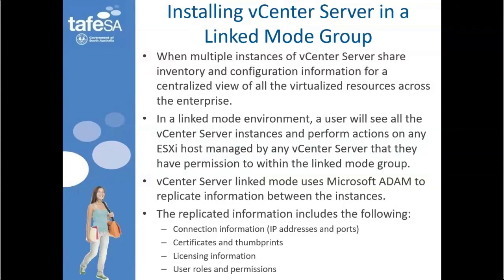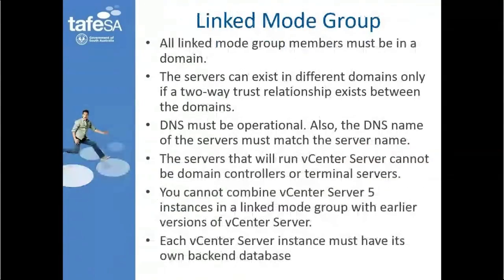vCenter Server linked mode uses Microsoft ADAM to replicate information between the instances. So it's using Active Directory application mode to actually replicate the vCenters across to each other. The replicated information includes the connection information, the IP addresses, the ports, the certificates, and thumbprints. So these things are used for, obviously, trust and security. And licensing information, again, VMware gets their money, okay? And the roles and permissions.